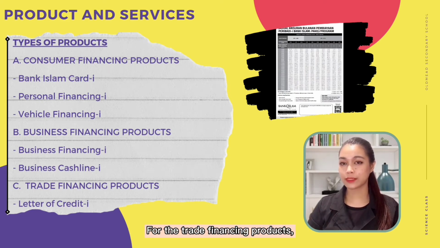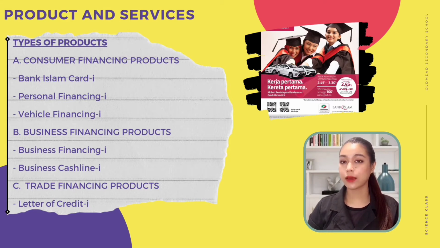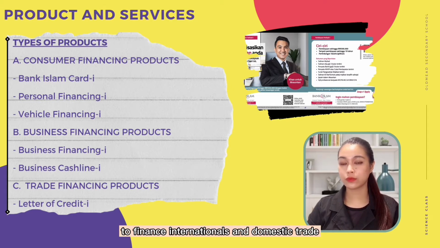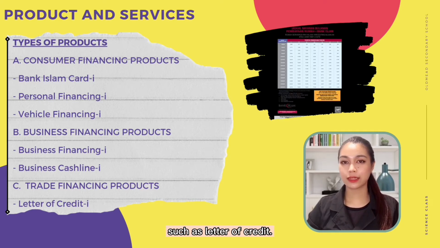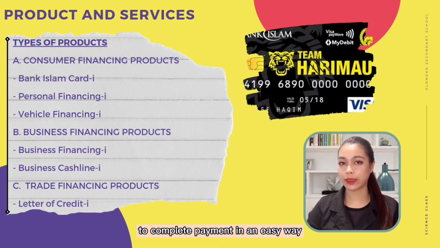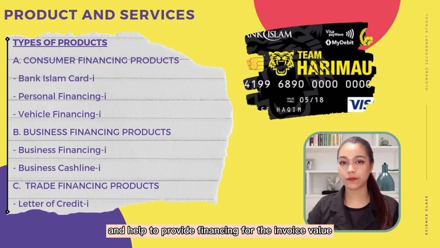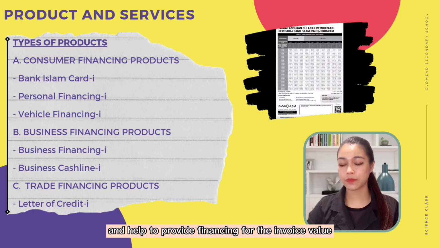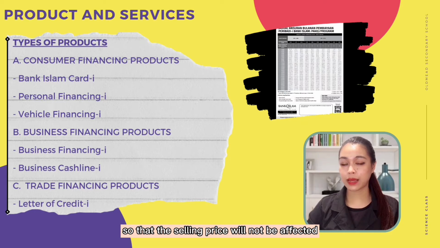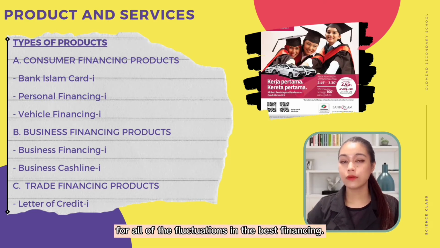Thirdly, the trade financing product is financing under the Murabaha and buy-down contracts to help traders finance international and domestic trade, such as letters of credit. This product helps merchants complete payment in an easy way and provides financing for the invoice value so that the selling price will not be affected by fluctuations in the base financing.